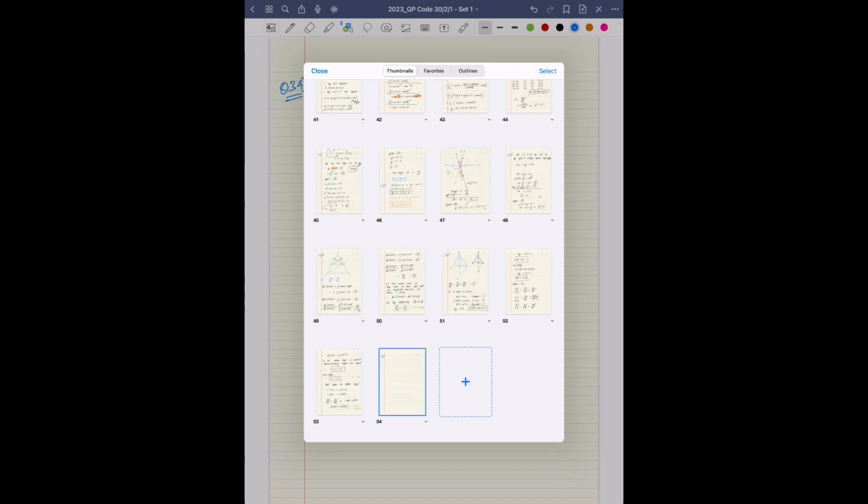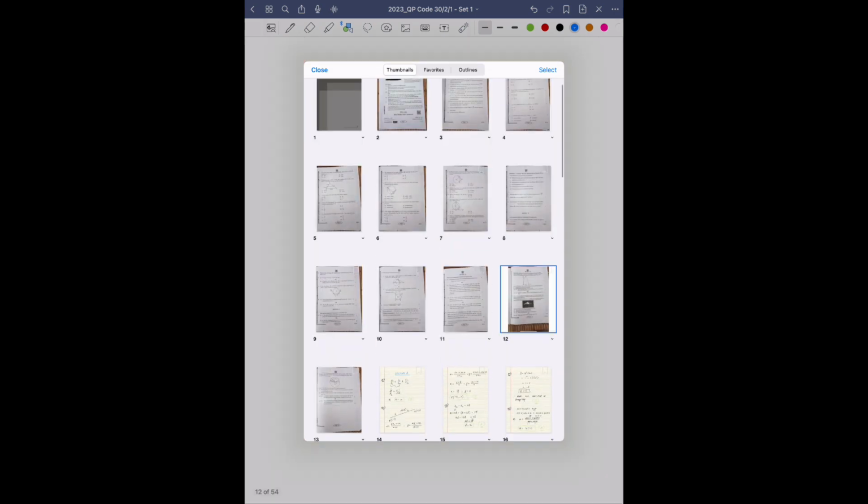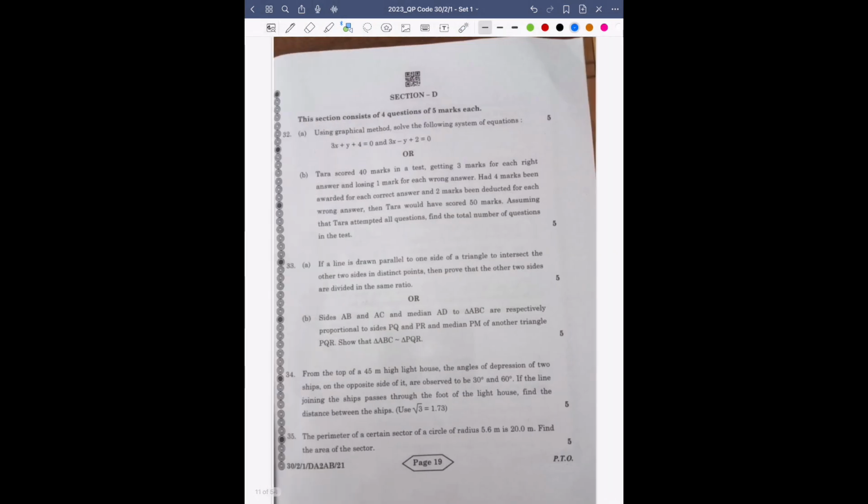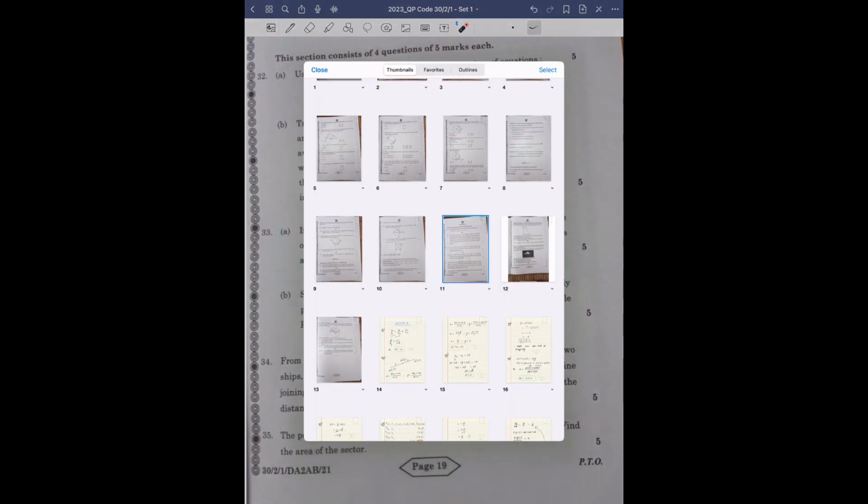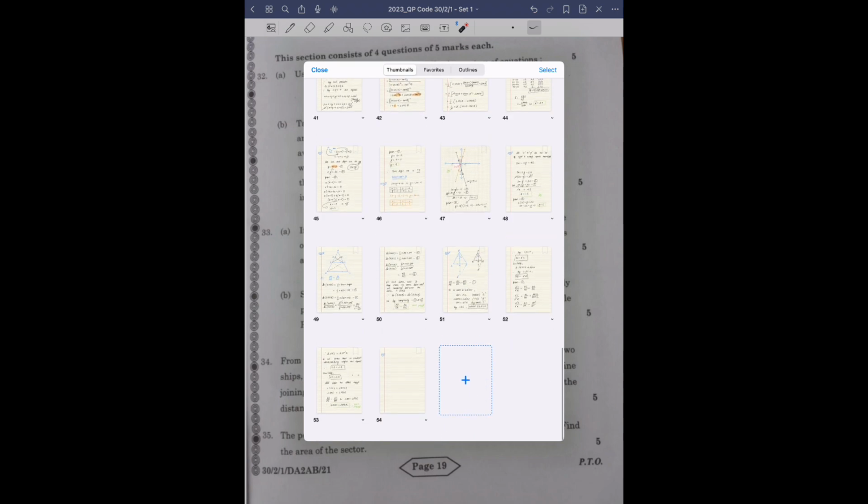Let me read it first. What is it saying? From the top of a 45-meter high lighthouse, the angles of depression of two ships on the opposite sides are observed to be 30 degrees and 60 degrees. If the line joining the ships passes through the foot of the lighthouse, find the distance between them. Very easy. I hope you guys have scored 5 marks over here.